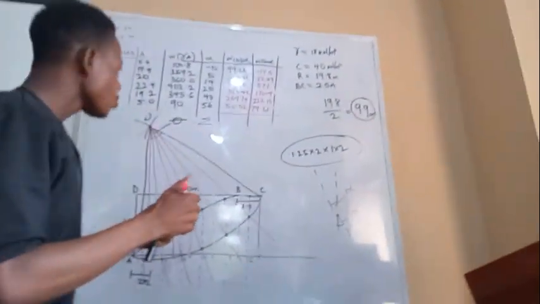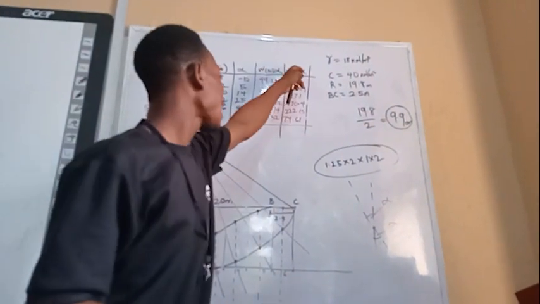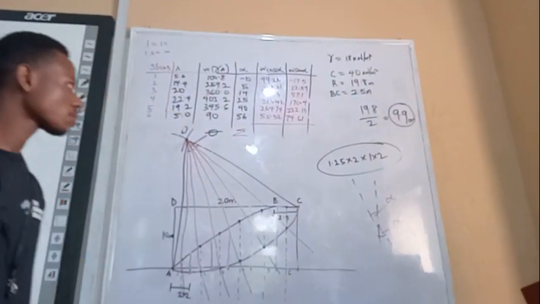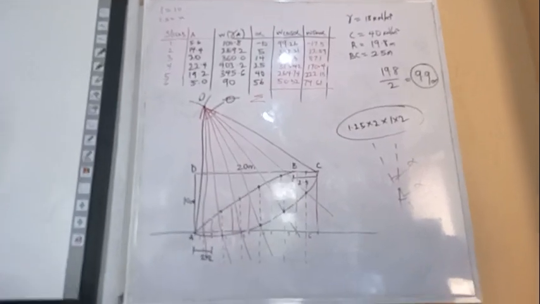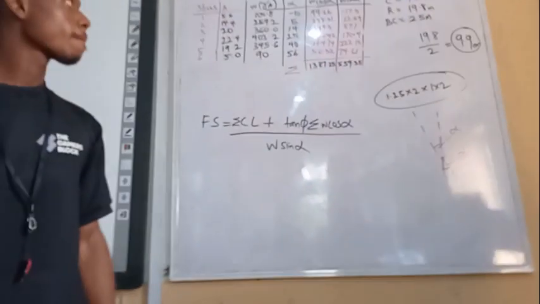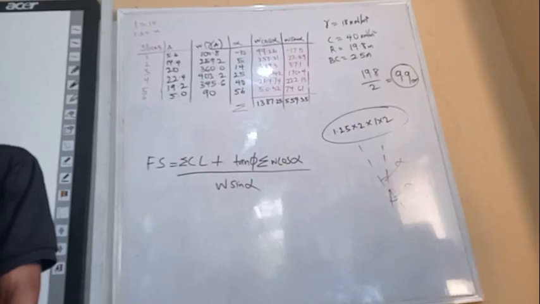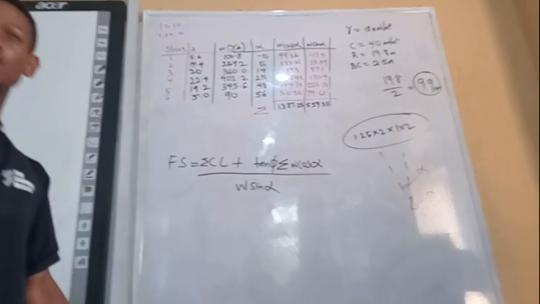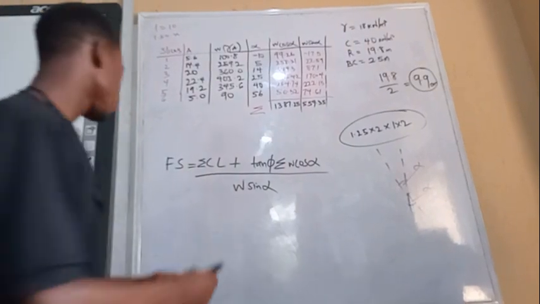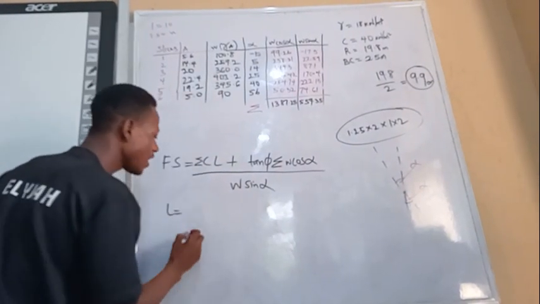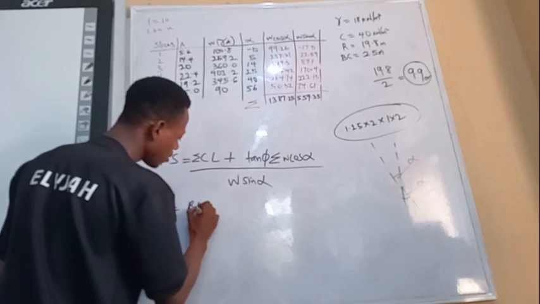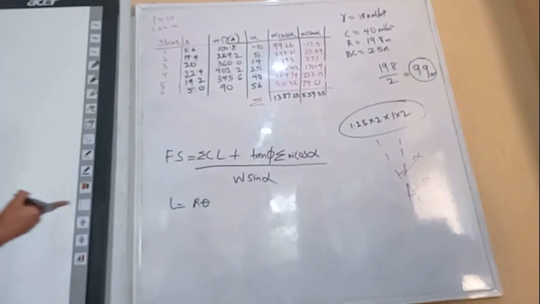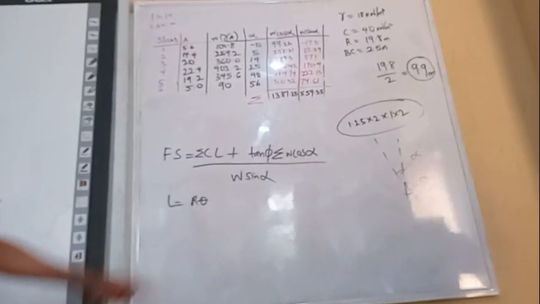Find the summation. So add everything we have here together. Yes. So we are here to get our L. L is the length of the arc. So L equals to R theta, where theta is in radian.